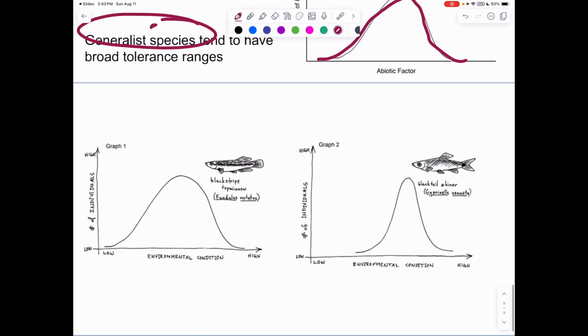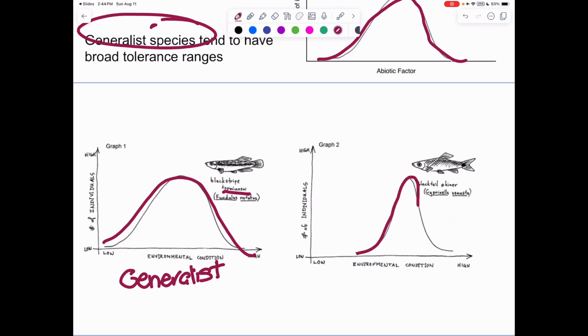So here's an example. We have our blackstripe topminnow, very wide. This would be a generalist. This one is more of a specialist because this is quite narrow. So this is wide, this is narrow, and therefore this is a specialist. It just reinforces the idea that every single individual or species has a range that it can tolerate for all of our abiotic factors that are out there.